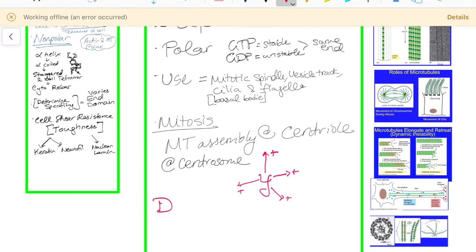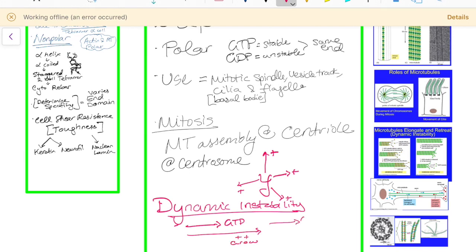So once again, we talk about lastly dynamic instability of microtubules. And what that means is that, let me draw a better picture, if it is GTP bound, it will grow. And if it is GDP bound, it will shrink. But this happens at the same end, even though it is a polar cytoskeleton.